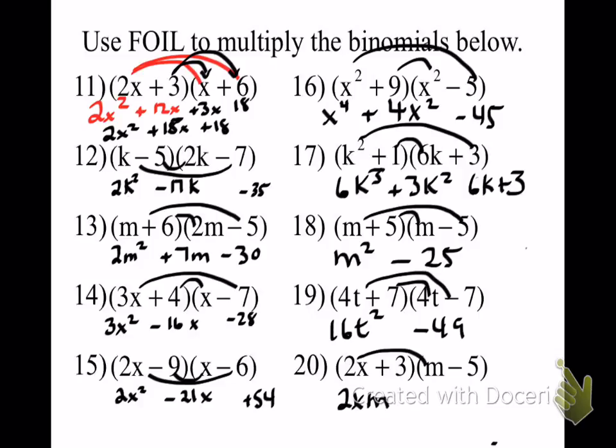So this is going to be quite different. My last is going to be minus 15. Two variables. I'm going to end up with at least 4 terms. 15. I've got plus 3m. And I've got minus 10x. And there's nothing that we can combine. All right. Check your work, and let's move on.